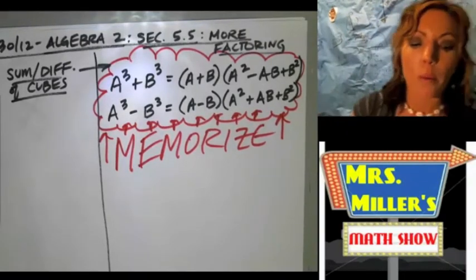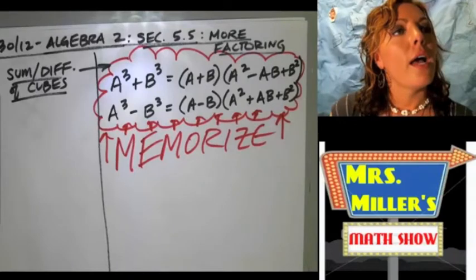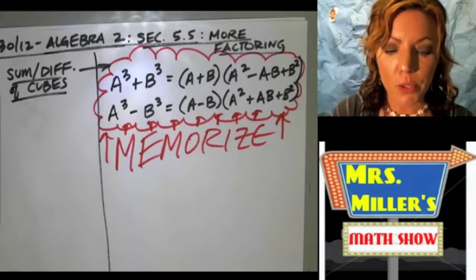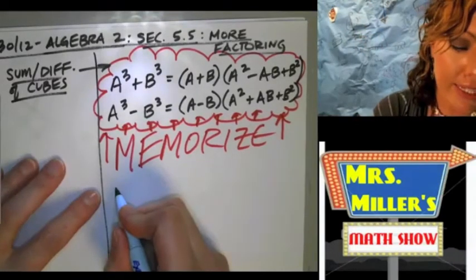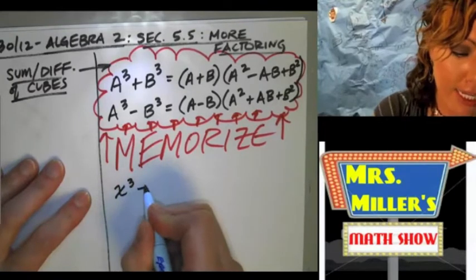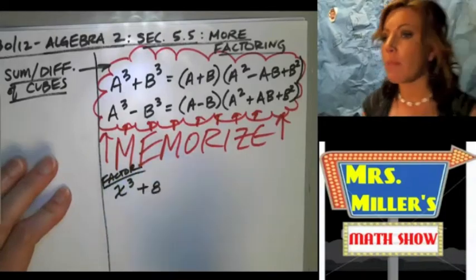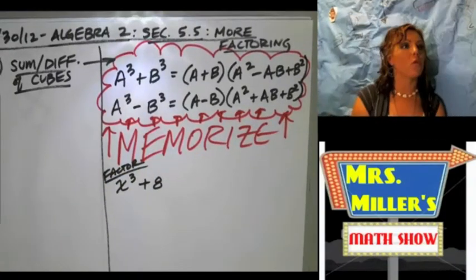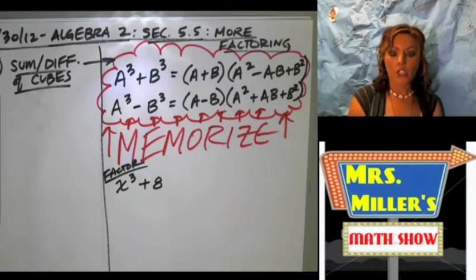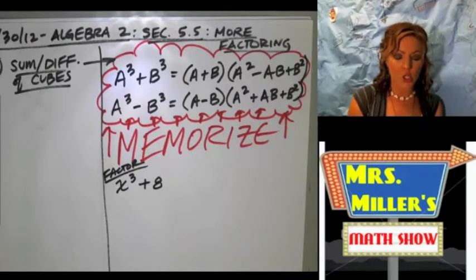Okay, so how does this look? Let's first go through, let's do something like this: X cubed plus 8. We want to factor this. So factor, remember we said yesterday that factor is a fancy word for dividing into parts. So we want to divide this into parts.